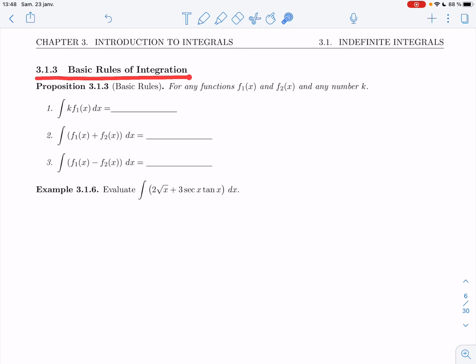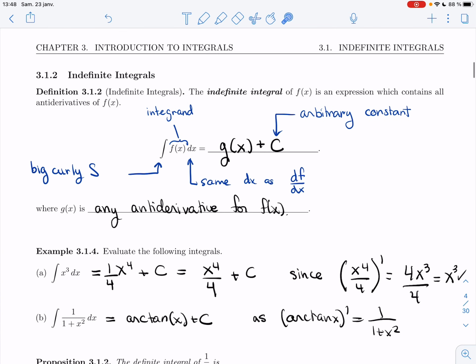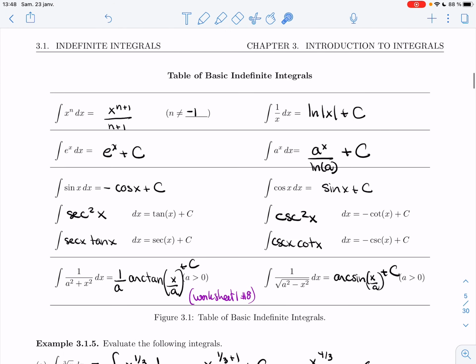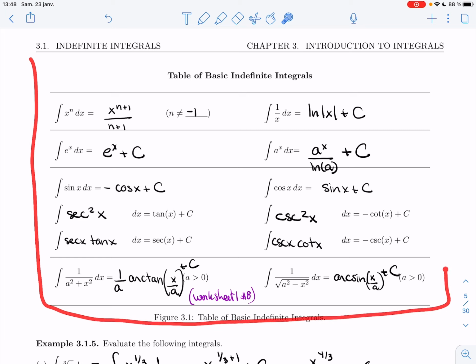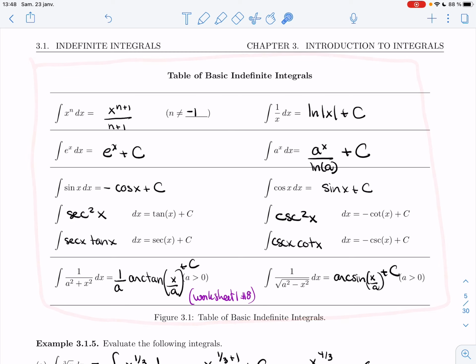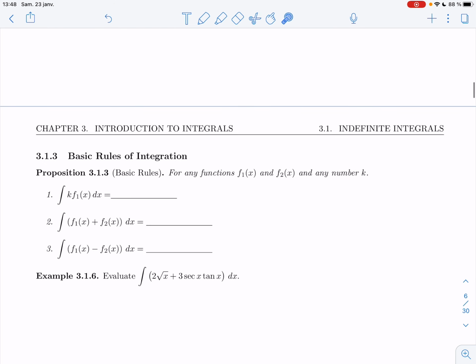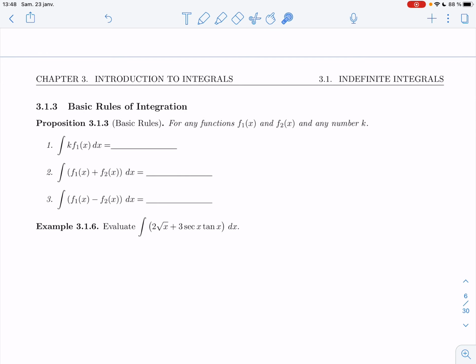That's section 3.1.3. If you remember last video, we defined the integral of f of x to be g of x plus c, where g of x is any antiderivative. And we looked at this table, which gave us a list of some integrals that we knew that came from the derivatives that we knew. All right, our goal now is to be able to put these formulas together to build and integrate more complex functions. Let's look at the basic rules.